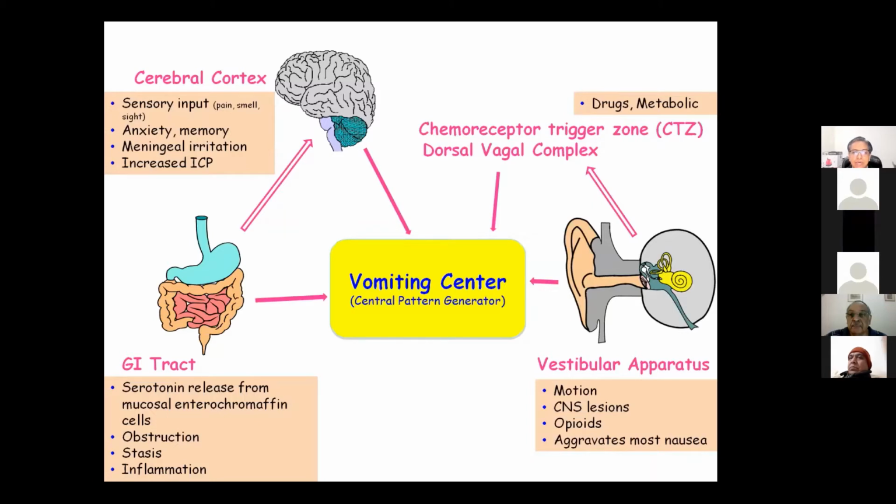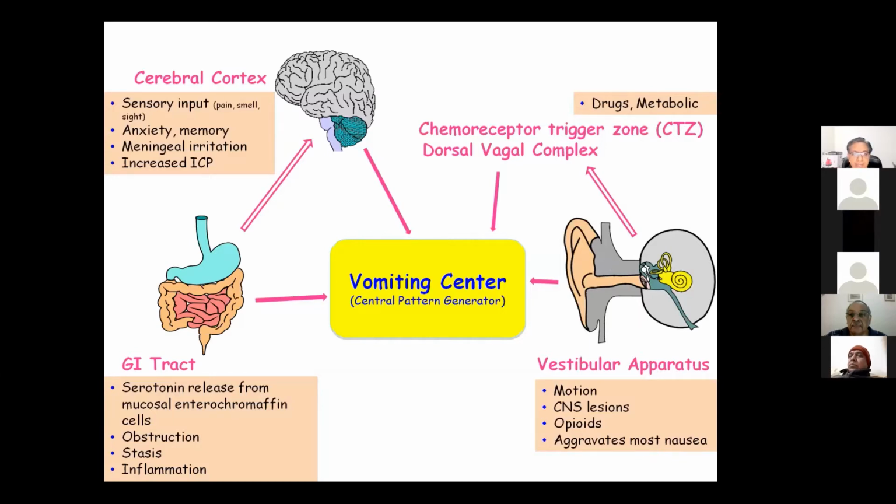When we talk of the chemoreceptor trigger zone, which has an absent blood-brain barrier, any drugs or metabolic abnormalities can directly elicit or stimulate the CTZ, which can lead to the stimulus or the elicitation of the vomiting center, leading to vomiting. Even the vestibular apparatus, which could be affected because of the CNS lesions or opiates, can also lead to the stimulus and can lead to the vomiting. So these are the centers which are involved in the occurrence of vomiting.